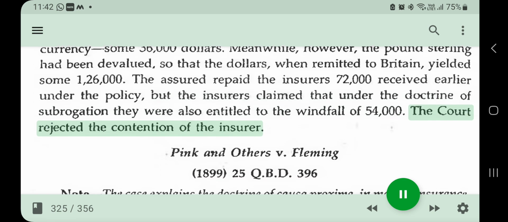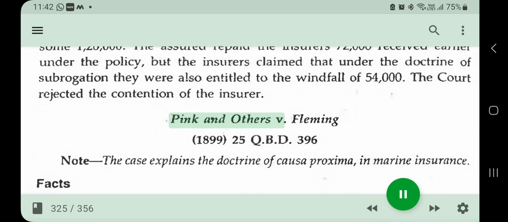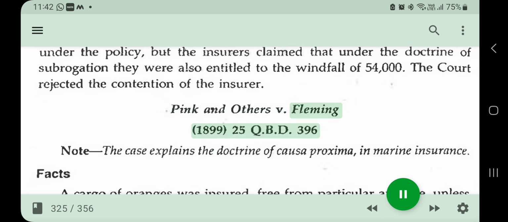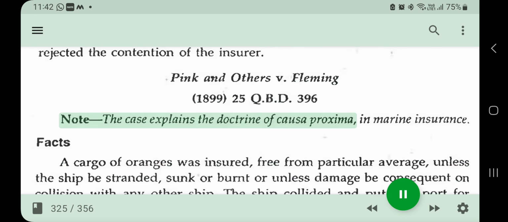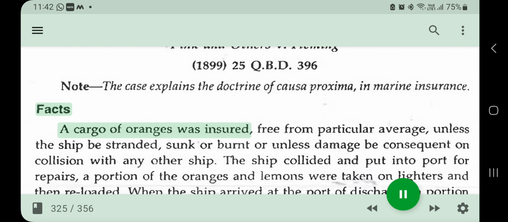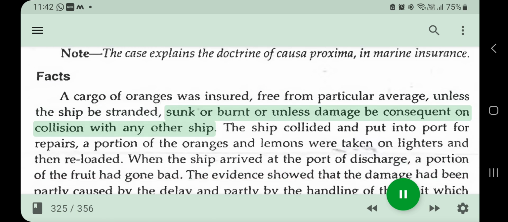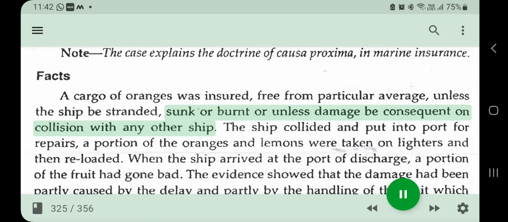The court rejected the contention of the insurer. Pink and others v. Fleming, 1899, 25 QBD 396. Note: the case explains the doctrine of causa proxima in marine insurance. Facts: a cargo of oranges was insured, free from particular average, unless the ship be stranded, sunk or burnt, or unless damage be consequent on collision with any other ship.